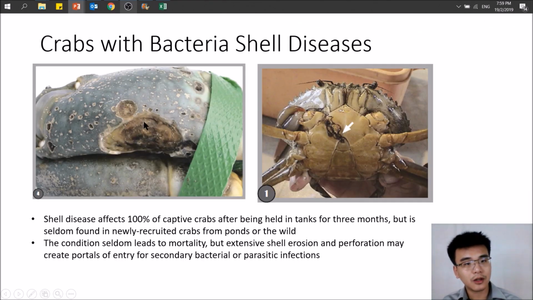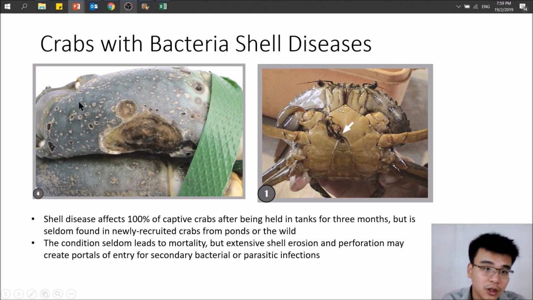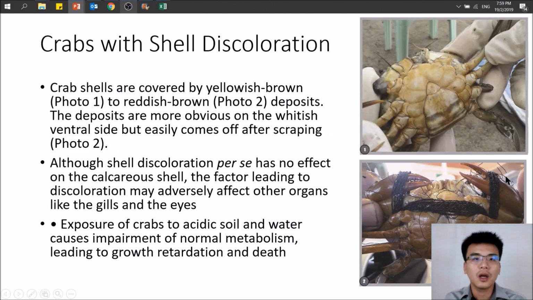Shells with discoloration are also from crabs that have accumulated a significant amount of deposits by moving across acidic soil. When they have accumulated a huge amount of these deposits, it will usually lead to growth retardation and death. So in terms of mortality, this will also contribute to mortality in your systems. Crabs with barnacles, this is what that looks like. It basically means that the crabs have not been molting in a very long time, so long that the barnacles have actually grown onto it.